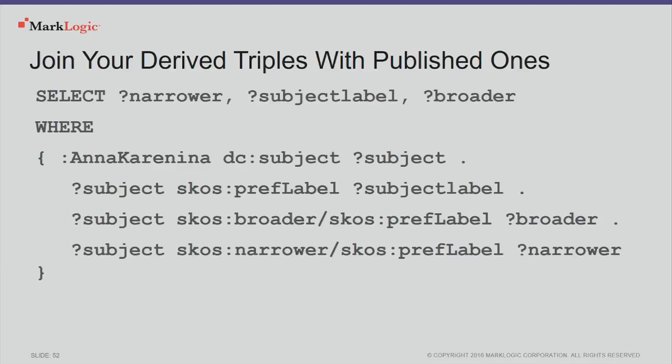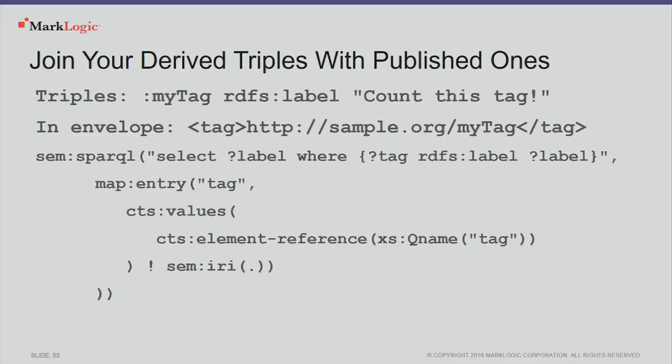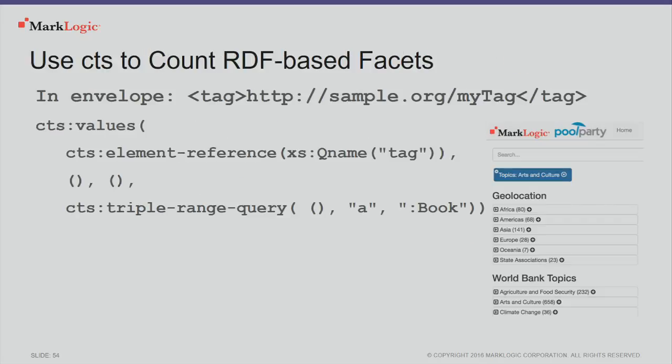I can also join my derived triples with ones that are published on the web. So let's say I have a SKOS taxonomy of Library of Congress subject headings, which is a SKOS taxonomy, by the way. If I've got a subject tag for Anna Karenina, I can go and find the broader and narrower labels into which that book fits. So I can look at a particular book and then find out where in a hierarchy it sits, and that really enables semantic facets, like this on the bottom right, which are based on a taxonomy. Each of those are tagged in my content.